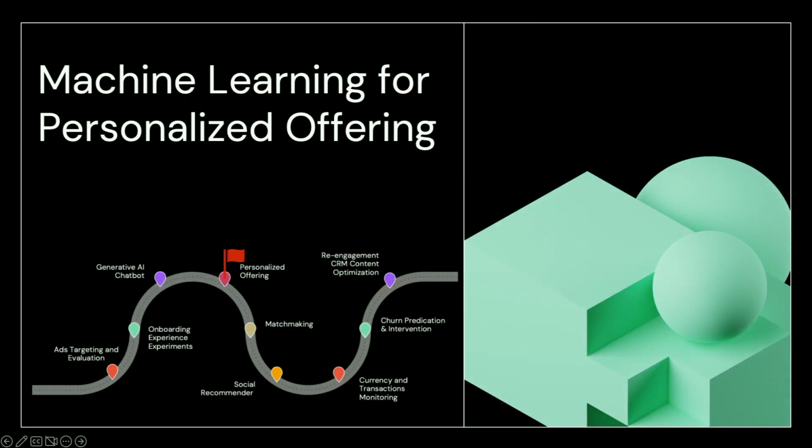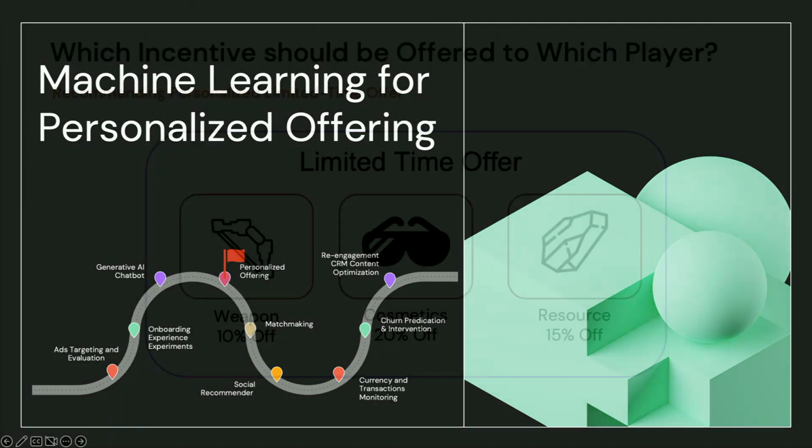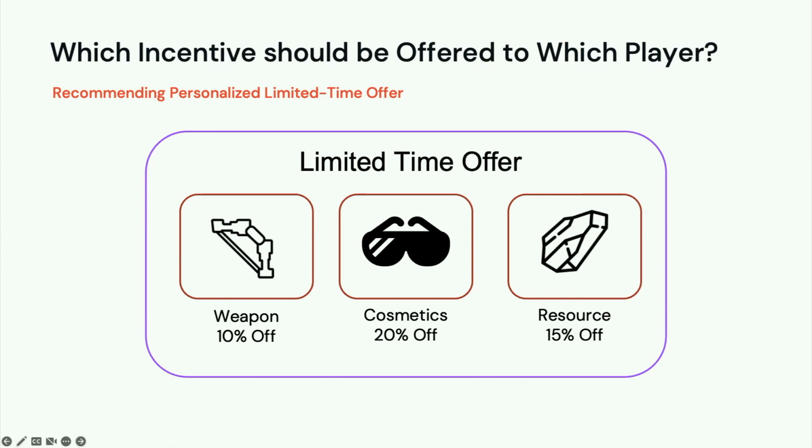Next, I want to switch gear to talk about how we use machine learning for personalized offering. If you play video games, sometimes you can see a limited time offer pop up to say, hey, you have 24 hours to purchase the following items with a big discount. The question is how we make sure we are recommending the right item to the right player at the right time. For example, if you want to recommend the first rare bow to a player, we better find out whether this player is playing an archer or playing a mage.